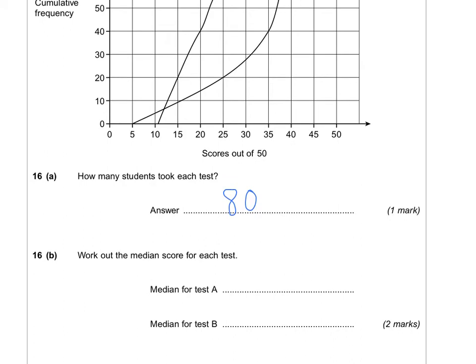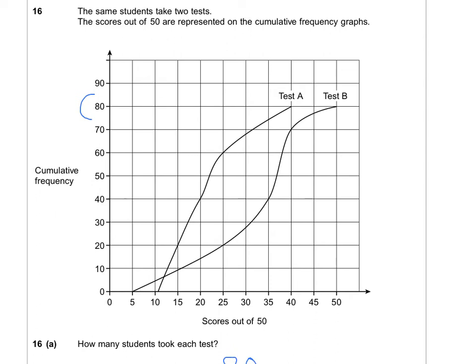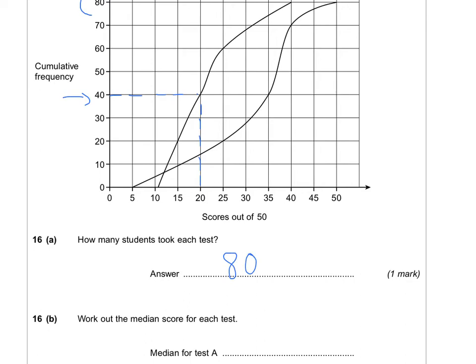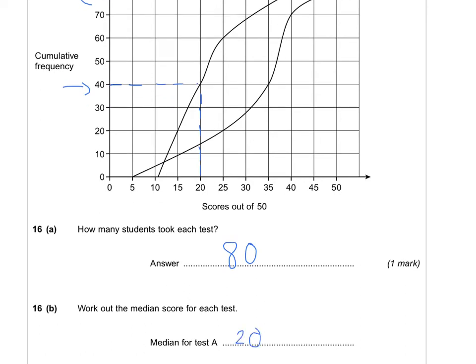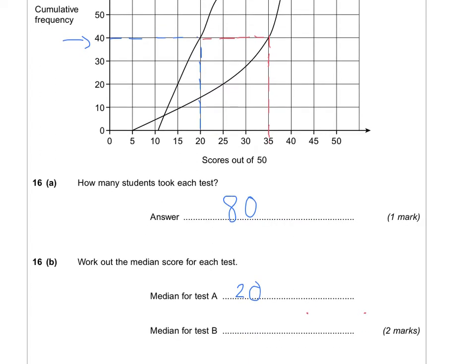Question 16, Part B. Work out the median score for each test. So, we know that we need to find the 40th person. So for test A, if we go along to 40 on the cumulative frequency axis, and then along to the graph for A and then vertically down, we can see that the median for test A is equal to 20. If we do the same for test B, so track that line from 40 to the graph for B and then down to the x-axis, we get a median score of 35 for test B.